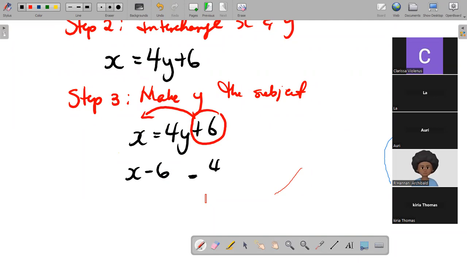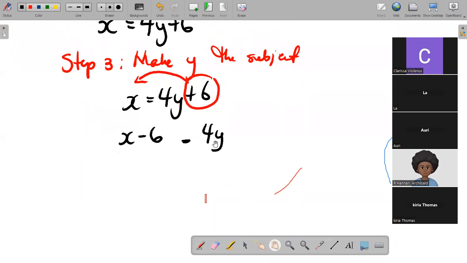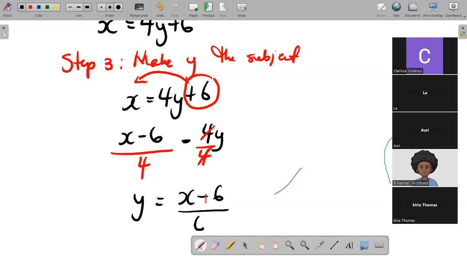Is equal to 4y. We want y alone, so we need to get rid of the 4. How do we get rid of the 4? We divide by 4 on both sides. Please note that I am dividing everything; I have to divide everything by 4. So on this side, what's going to happen? This and this are going to cancel. So all I'm going to do is switch it so that the y is in front. Y is therefore equal to x minus 6 divided by 4.